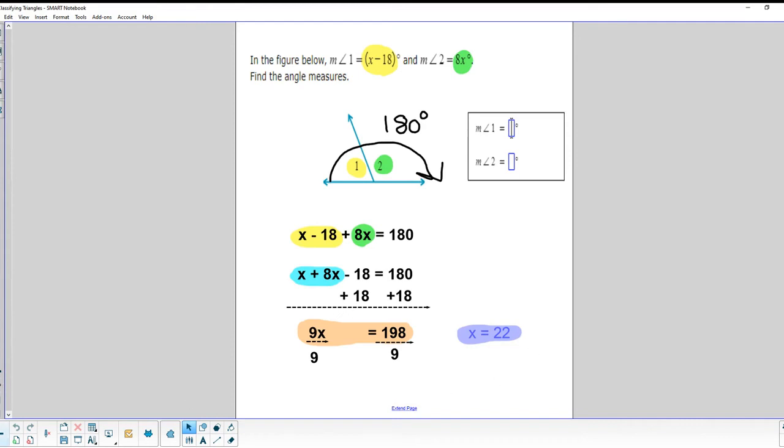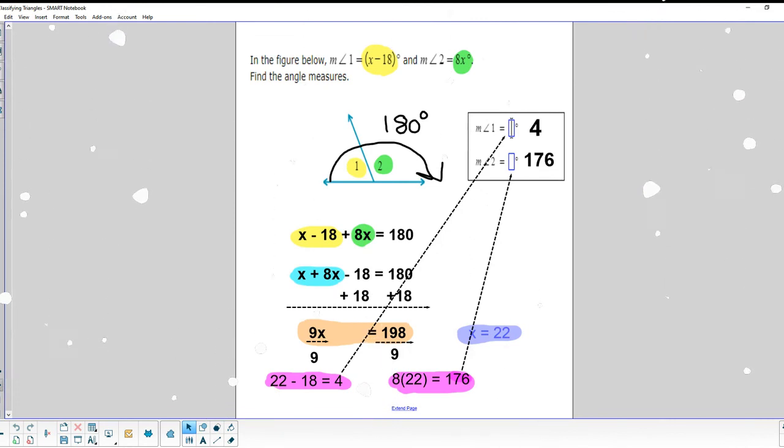Then I take that 22 and I put it back into each of these original parts up here for x, and then we solve. We end up with angle 1 is equal to 4 and angle 2 is equal to 176, and those two numbers added together equal 180, which is what the total is expected to be. So that's how you solve each of those two types of problems, and then you actually take the angles that you found and put them into the respective boxes like that. So thank you very much.